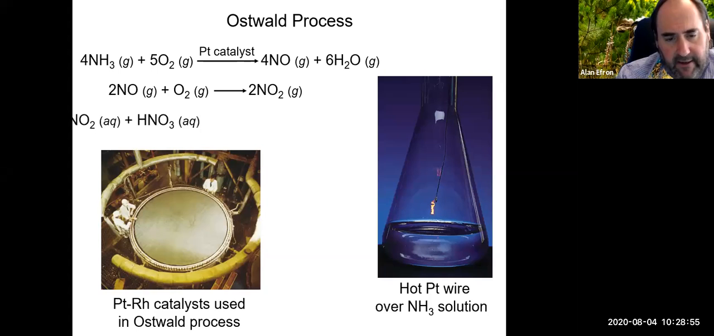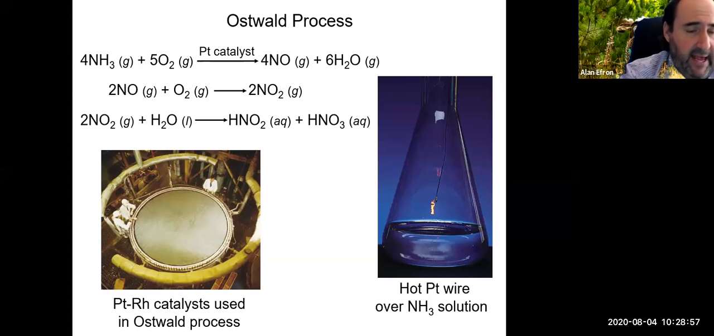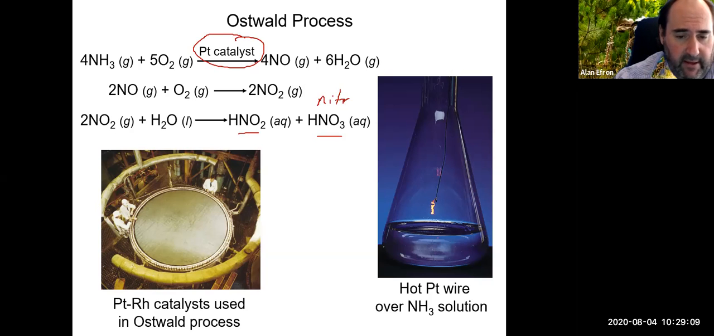Here's the process of nitric acid being made. And again, by using that platinum wire, it helps catalyze this reaction. We really make these two products. This is nitric acid, which is the goal of the process. We also make nitrous acid.